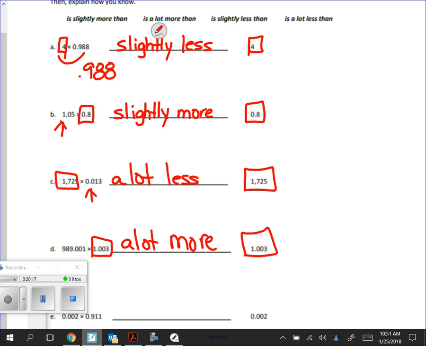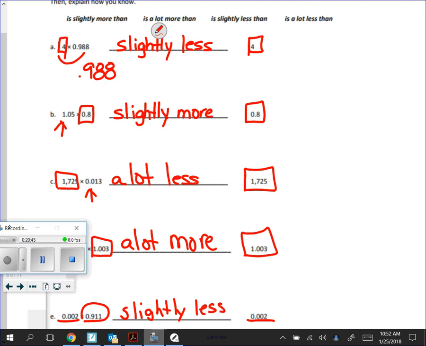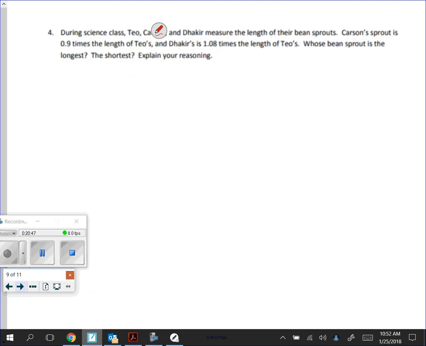So on E, what's going in that blank? Just tell me. Slightly less. We're going from 2,000s to 2,000s. We're multiplying it by 911 thousandths. It's not too far from 1, so it will be slightly less. See, not hard. I like to think it's not hard.